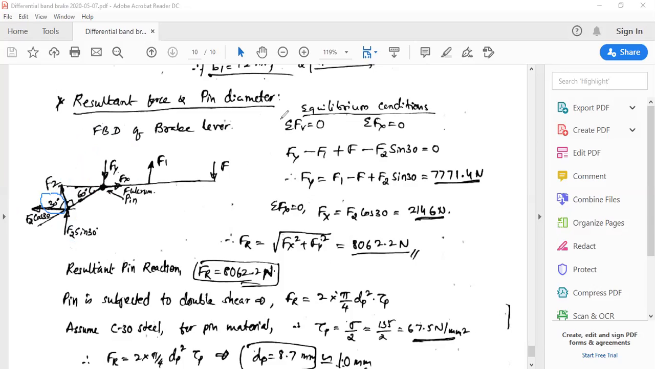So that here, by using the condition of equilibrium, summation of vertical forces equated to 0 and summation of horizontal forces equated to 0, and at the pin there are two reactions in vertical and horizontal directions. One is called Fy, vertical force, and another one is Fx, that is horizontal reaction. And this is the fulcrum pin, whose diameter is to be determined.